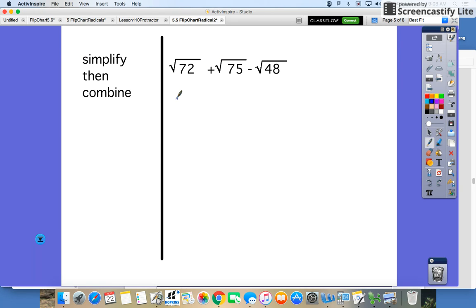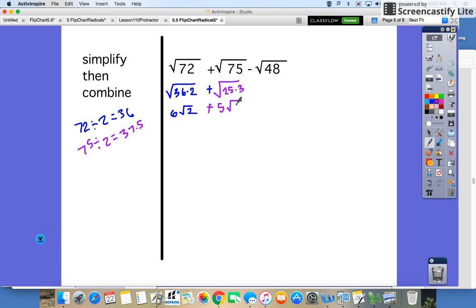So let's try this. We're going to have to combine like terms. So 72 divided by 2 is 36, and 36 is on our list. So we're going to switch the first term into 36 times 2. This becomes 6 root 2. I'm going to kind of start skipping a couple steps because we've done enough, I think. 75 divided by 2 is 37.5, I think. But hopefully this might make you think of money, like quarters and change. So this one is 25 times 3. So plus 5 root 3.